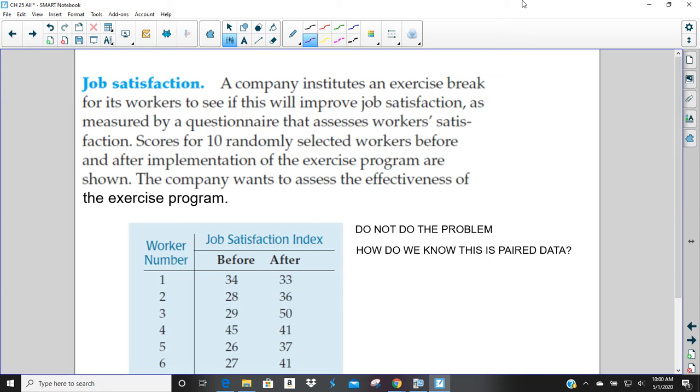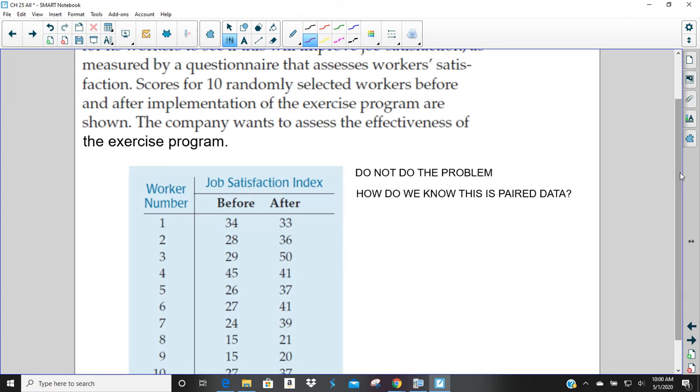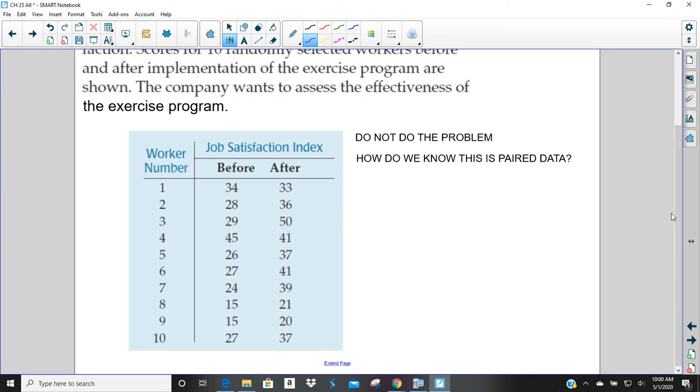They're assessing job satisfaction scores for 10 randomly selected workers before and after implementation. They want to know the effectiveness of the exercise program. So, is this paired data? Yes or no? The answer is yes, it is paired data because it's before and after. They're asking for the job satisfaction out of whatever the number is. I don't know, is it out of 50? It doesn't say, so we'll say it's out of 50. So they're comparing the exercise program before and after.